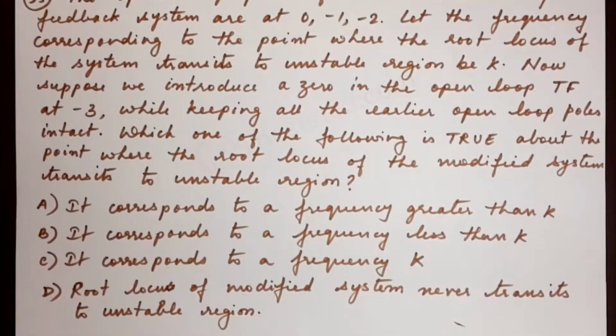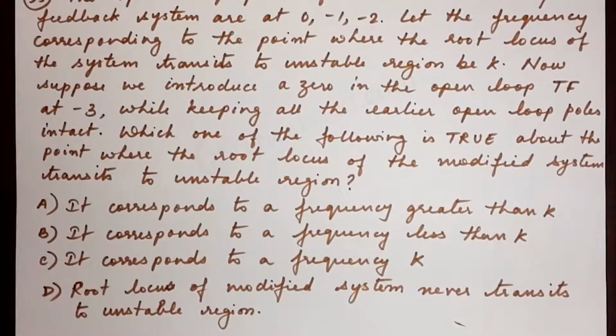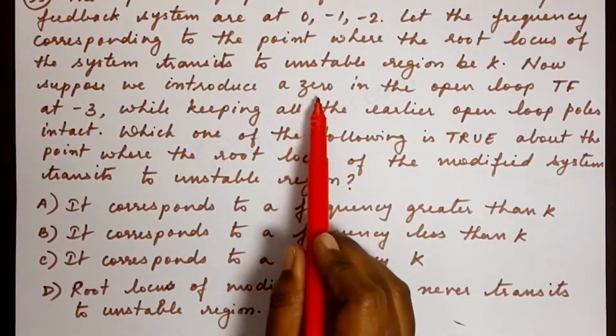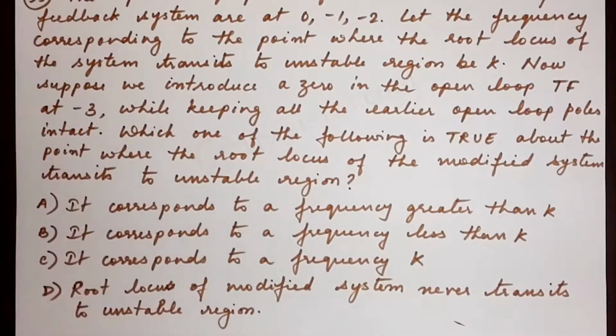Okay, so we have a lot of information given. Let's see if we can break it down and figure out what's the right option. So the question talks about root locus. So let's try and draw a rough diagram of the root locus plot of the transfer function when only the poles are given, and also when the 0 of -3 is introduced.